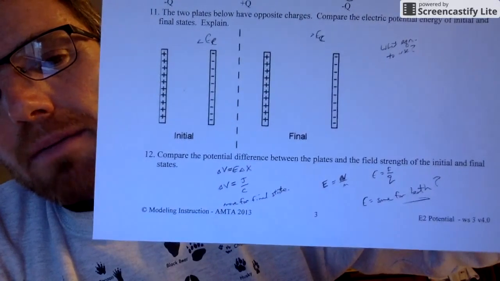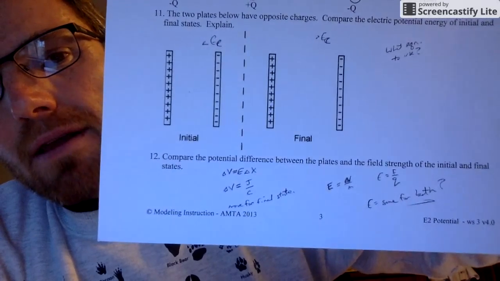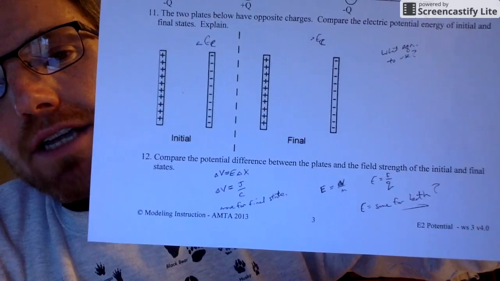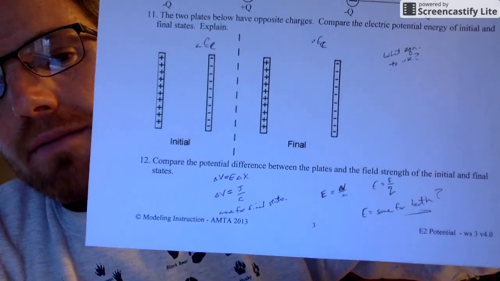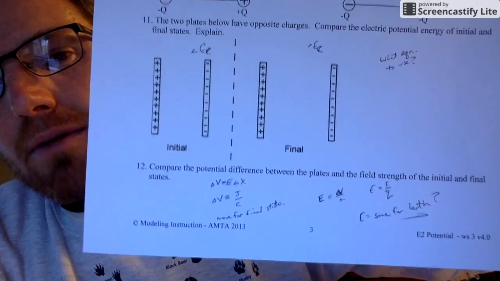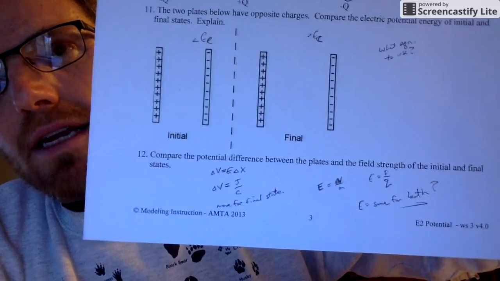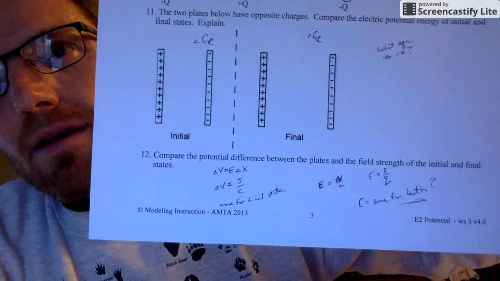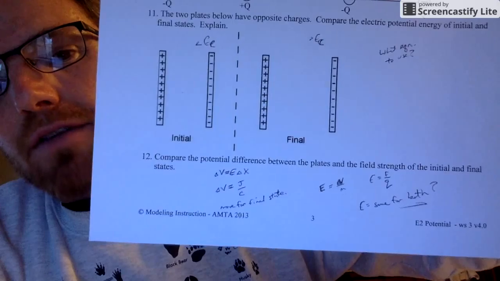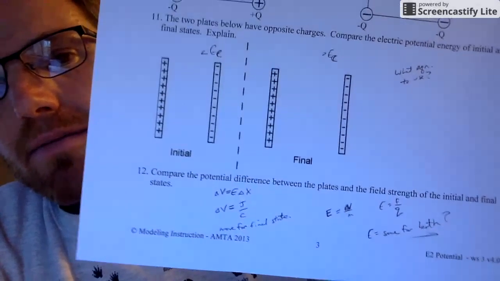But the potential is changing. The potential difference between these plates is changing as they change their distance apart from one another. And so the increase in potential, as well as the increase in displacement, result in the same ratio and thus the same electric field strength. And I believe that's a legitimate thought process.